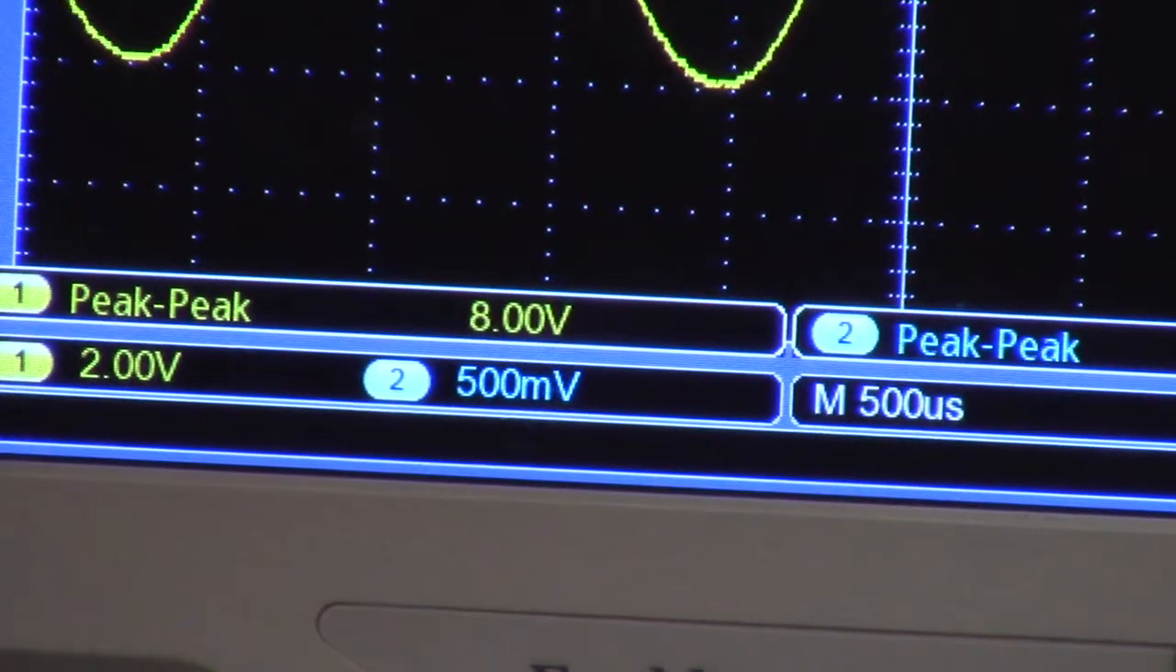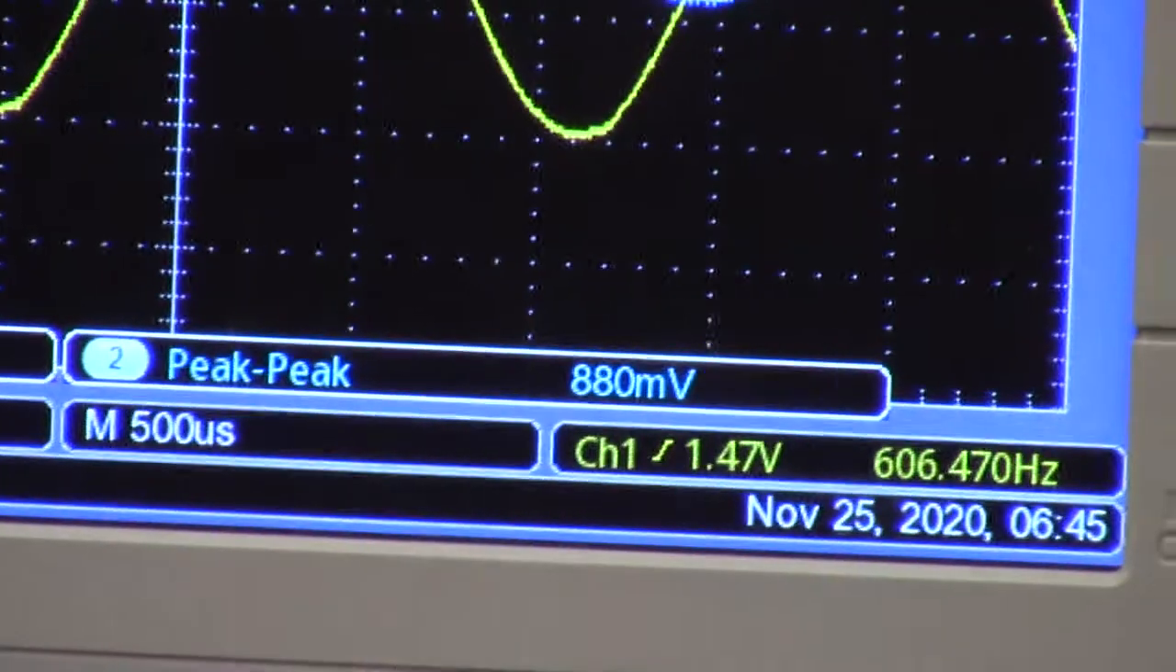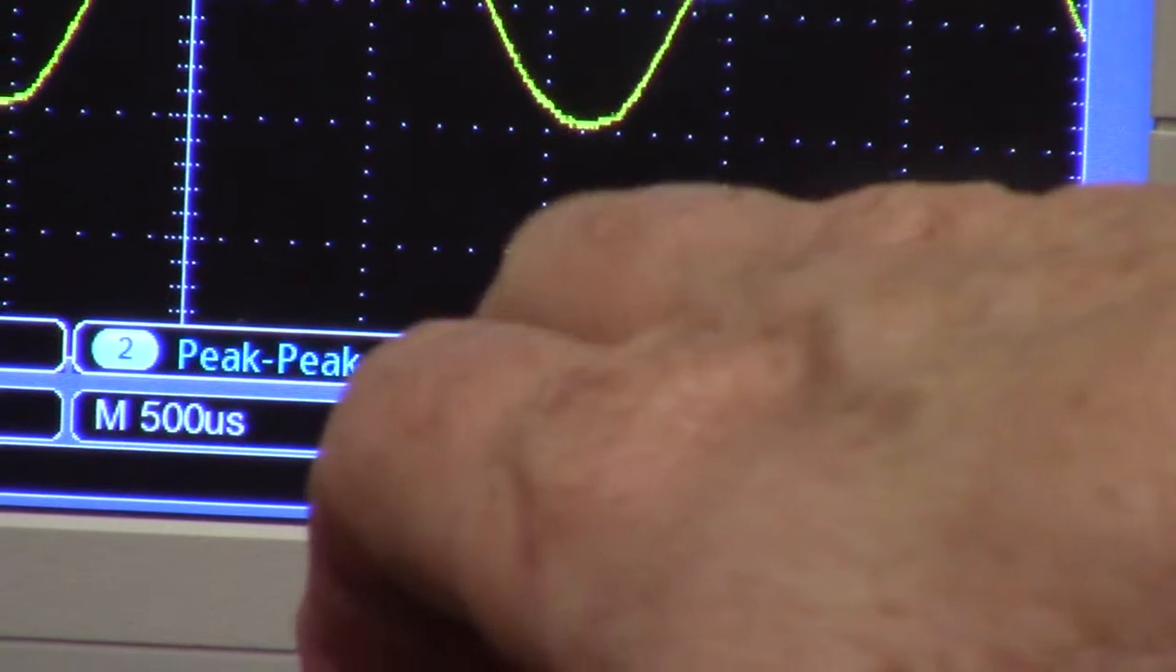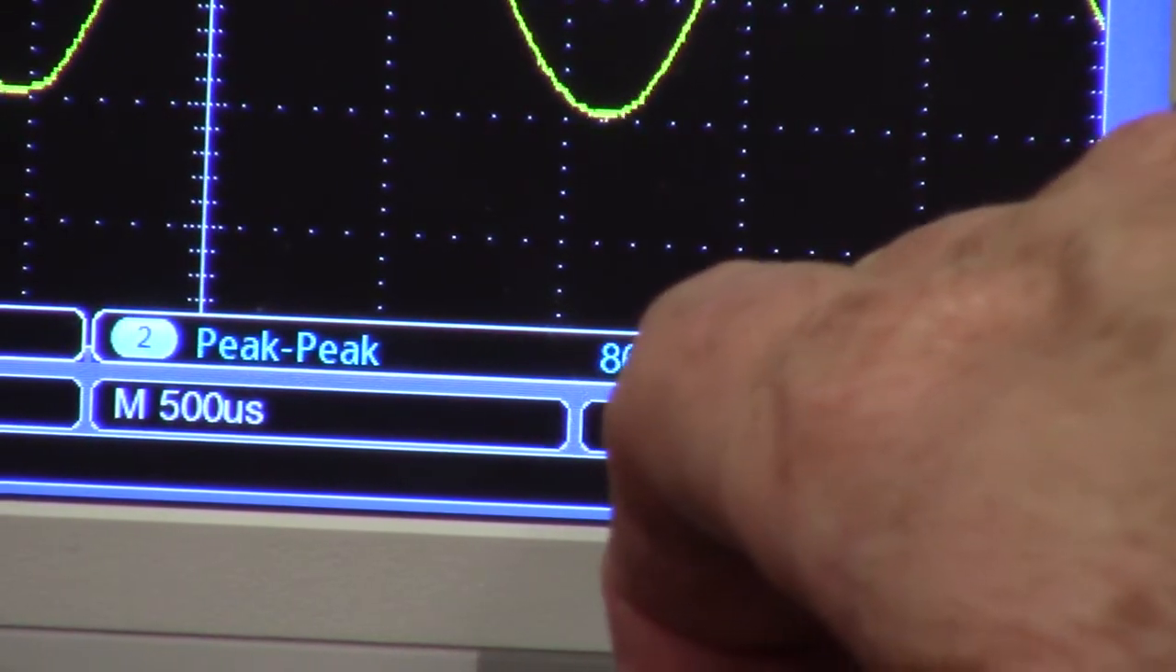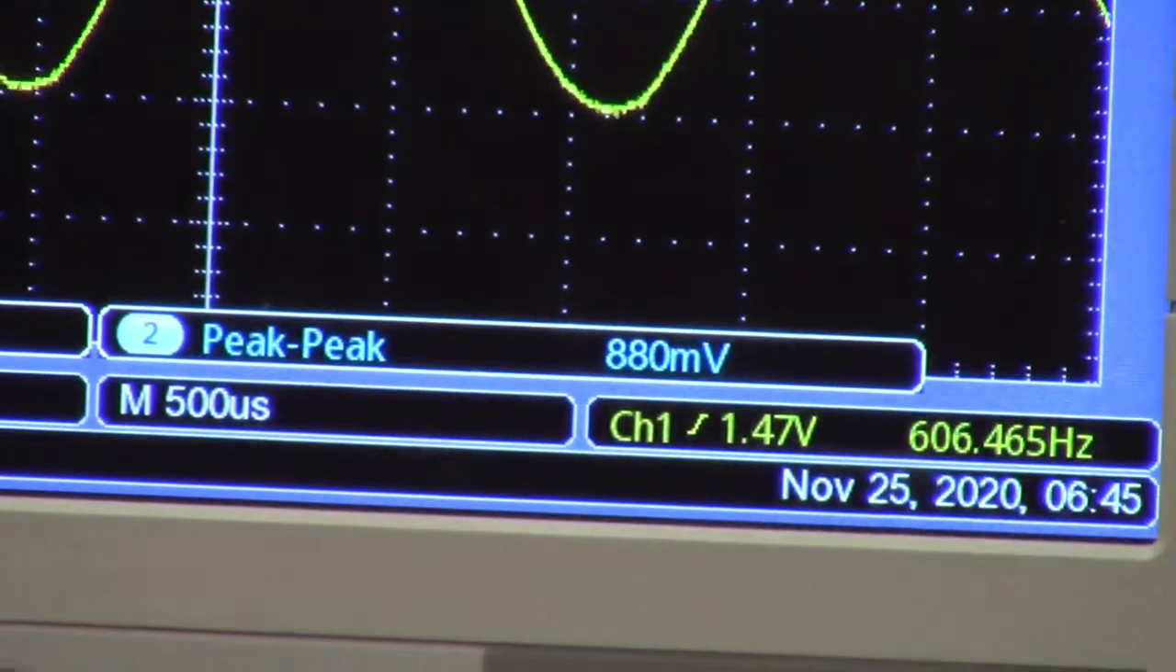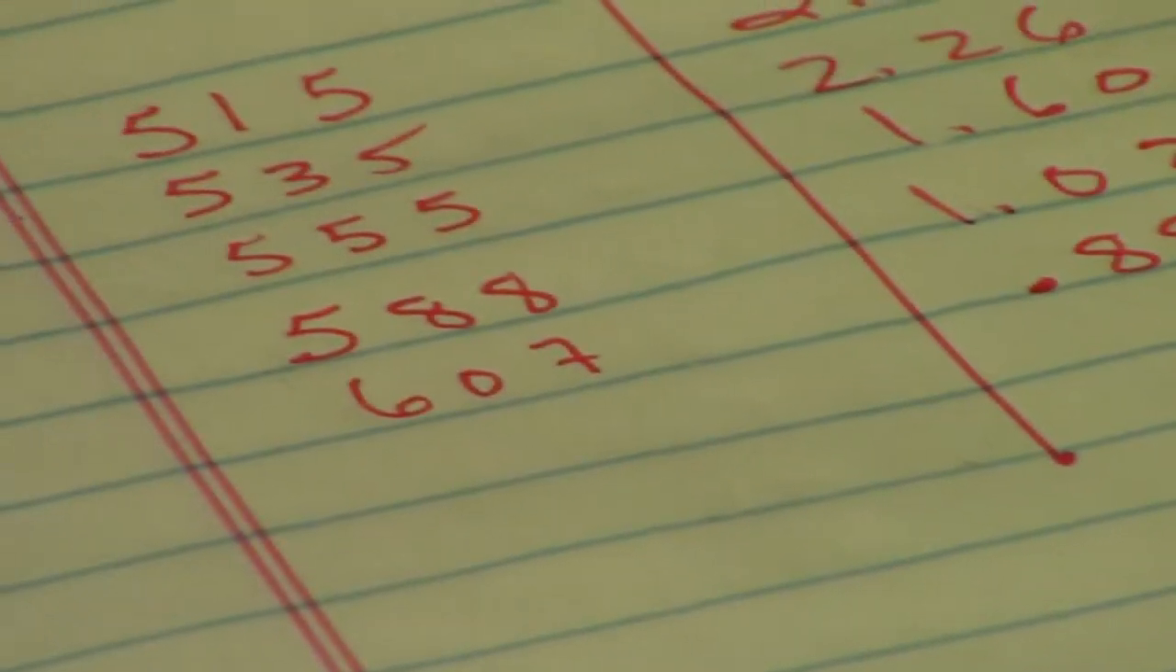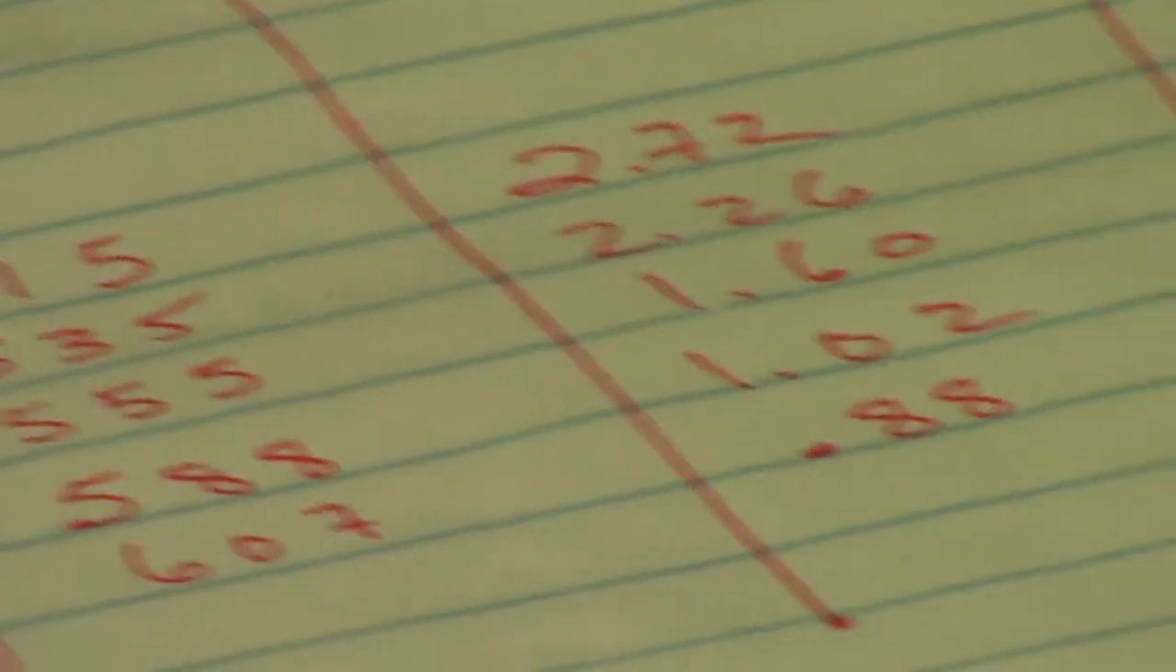Oops. All right, so there's 8. And now we switched units to millivolts. So that's 880. So I'm going to write it, though, in volts, 0.88, because my chart's going to just always be in volts. All right, well, let's go a little bit higher. See what that gives me.